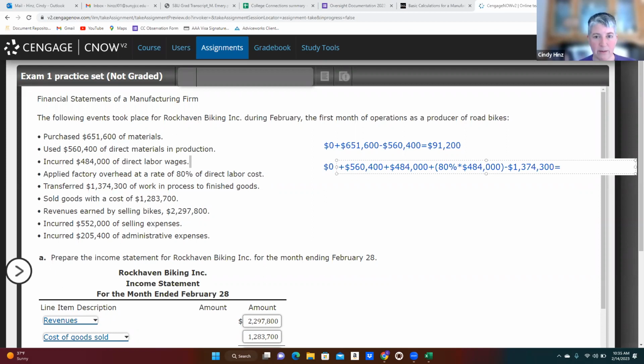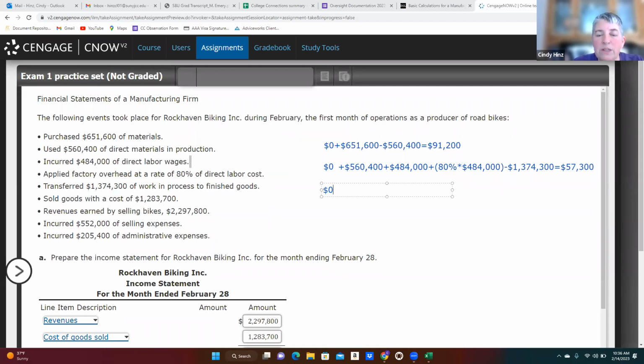So with the numbers I have there, I'm going to go ahead and do that math. 560,400 in direct materials, 484,000 in direct labor. 80% of that 484,000 was the applied overhead. And then we're going to subtract the finished goods. So hopefully I just did that math correctly. 57,300 is what I got. And I'll put those into the exercise in just a moment. I just can't scroll up and down when I'm using this annotate function on the screen.